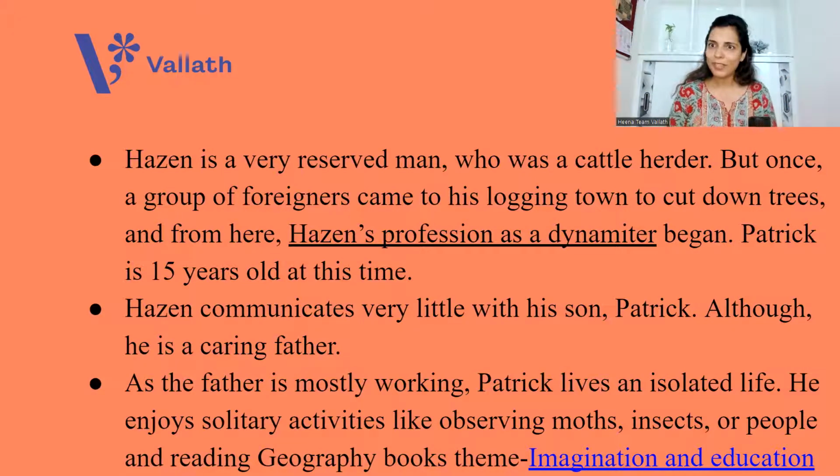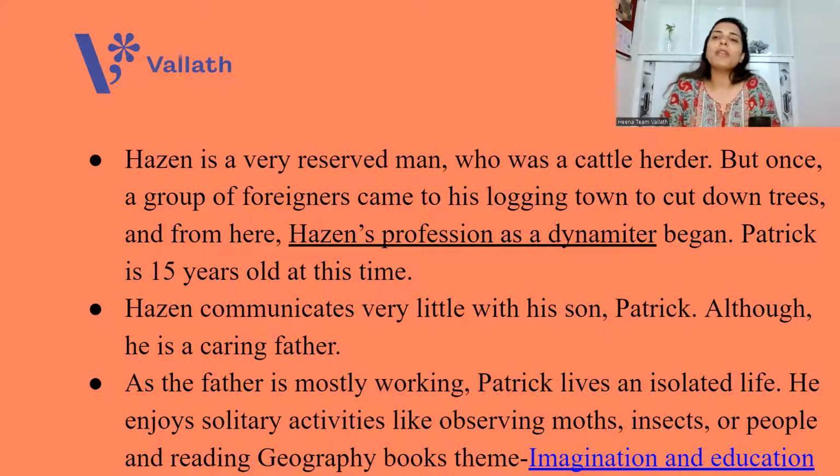Do you understand who is a dynamiter? What is dynamite? It's an explosive. It's a bomb, right? So a person who breaks off things with dynamite, who uses explosives to cut trees or to clear paths, he's a dynamiter. So Patrick's father, Hazen, became a dynamiter. Patrick is 15 years old at this time.